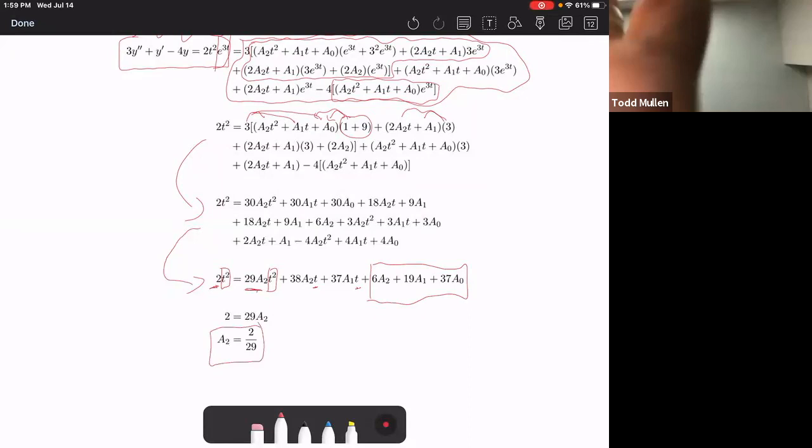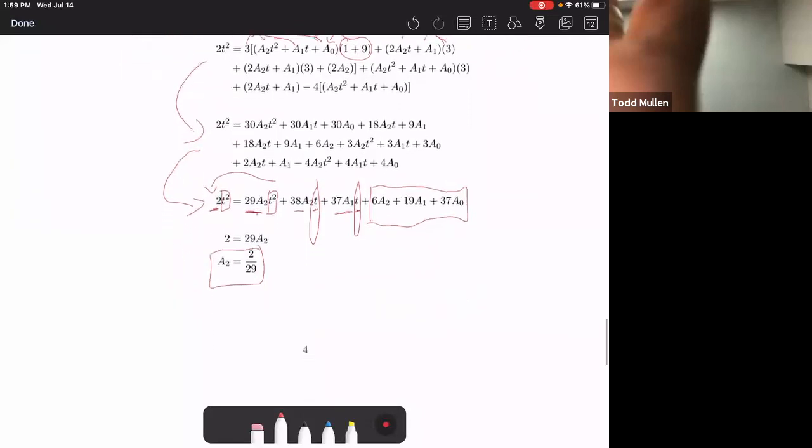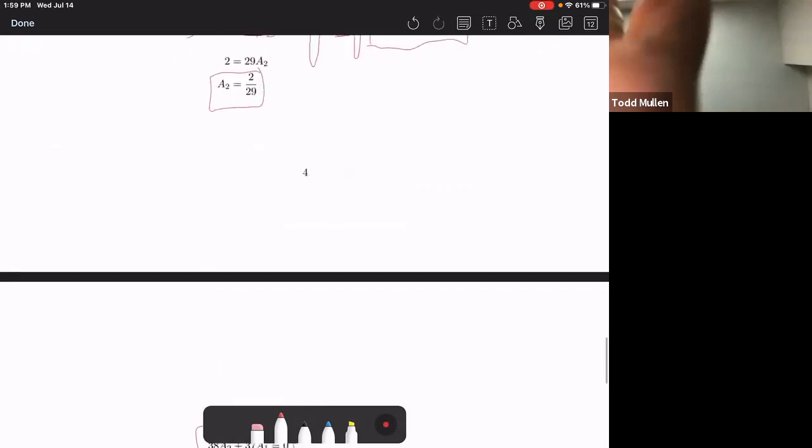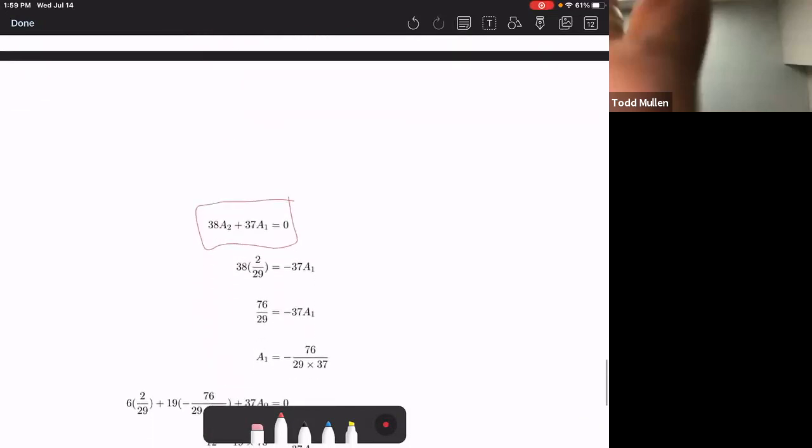Now, as for the things multiplied by t, there's nothing multiplied by t in the left side of this equation. So 38a2 plus 37a1 is just going to be equal to 0. Scroll down, we'll see that. But we already know what a2 is equal to. It's 2 over 29, so we can plug that in. And we get a1 is equal to negative 76 over, not even going to figure out what 29 times 37 is equal to. It's not necessary right now.